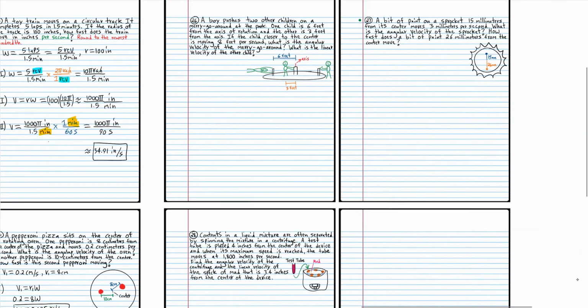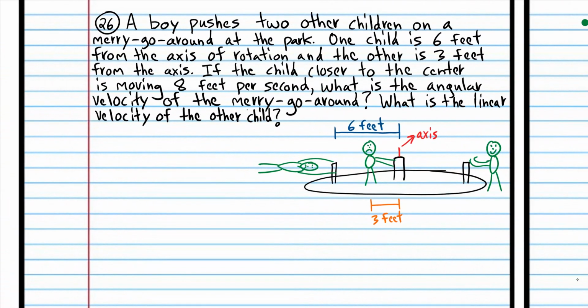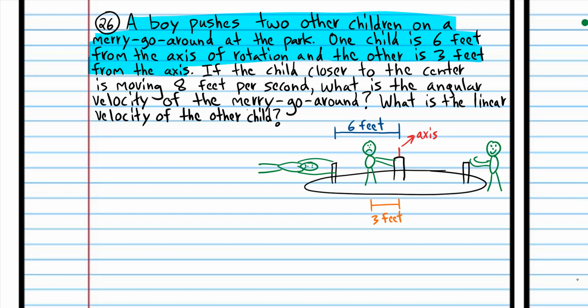Okay, so let's try another one of these problems. A boy pushes 2 other children on a merry-go-round at the park. One child is 6 feet from the axis of rotation, and the other is 3 feet from the axis. If the child closer to the center is moving 8 feet per second, what is the angular velocity of the merry-go-round, and what is the linear velocity of the other child?